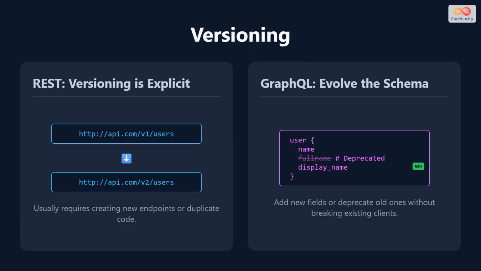Versioning is another big difference. In REST, if you change your data structure, you often create a new version of the API, like V1 and V2, which can be messy. In GraphQL, you simply add new fields to your schema and mark old ones as deprecated. This allows your API to evolve smoothly without breaking existing applications.